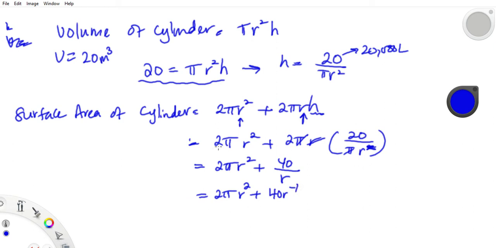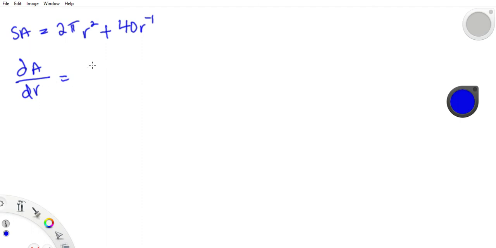So what we have is the surface area, 2 pi r squared plus 40 r to the minus 1. Now if I differentiate it, dA over dr, I'm going to call it A instead of SA. dA is cool enough.